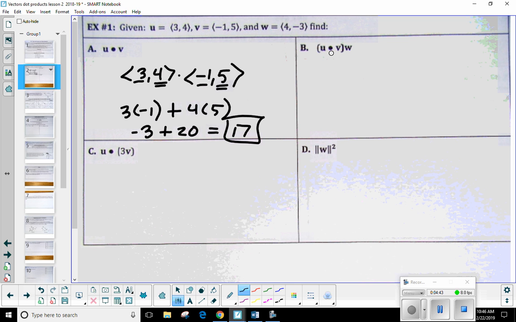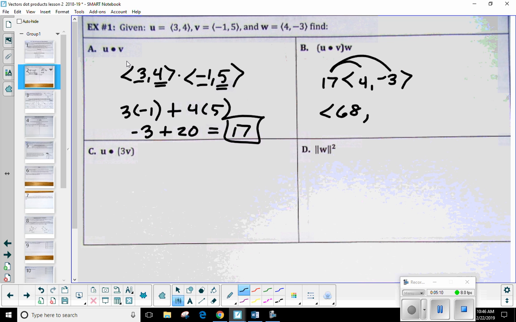So now I want to take that, the 17, and multiply it by W. So 17 times W, which is 4, negative 3. Well, how do I do this? Would you just distribute? Yeah, just distribute. So I'm going to multiply 17 by both 4 and negative 3. So 17 times 4, 68.